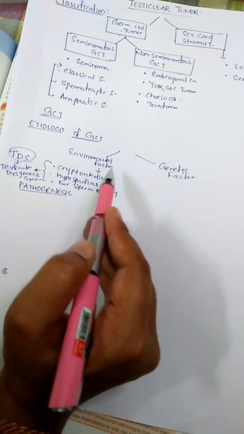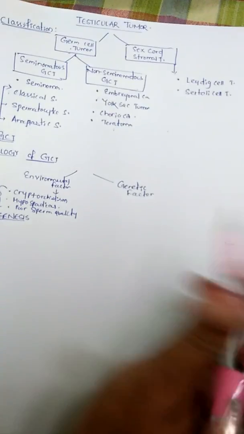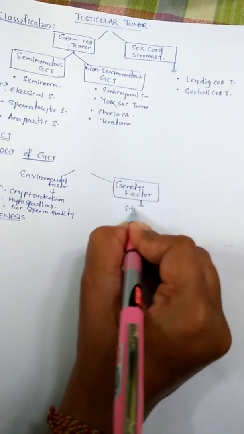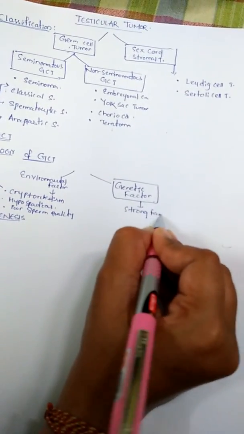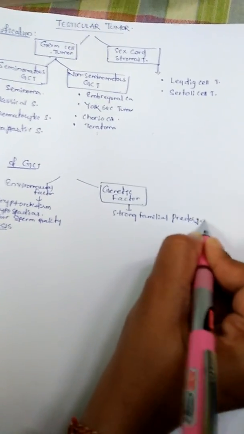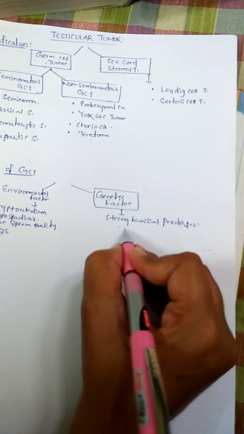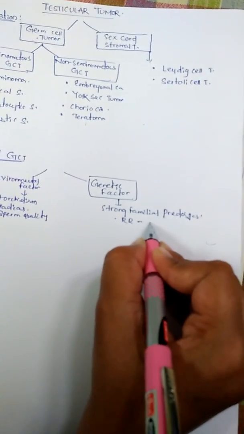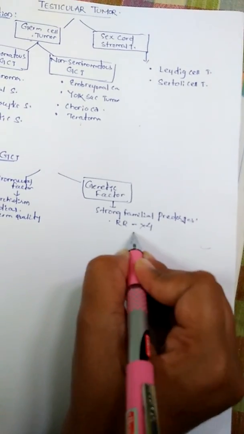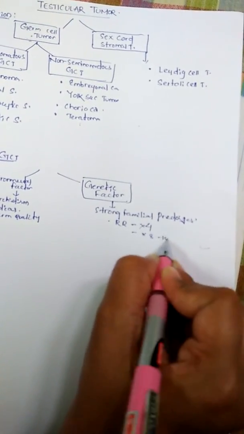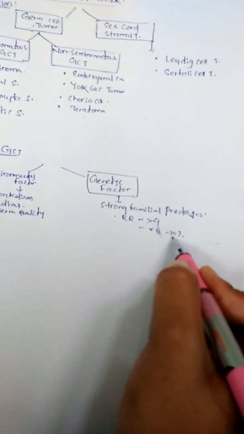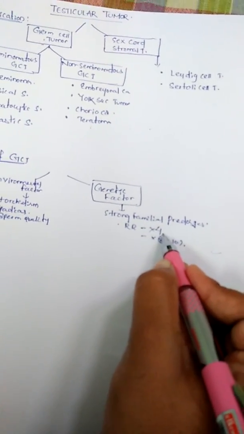This is about the environmental factor. Next comes the genetic factor. In the genetic factor, there is a strong familial predisposition, where the relative risk of the father and the son to be affected is 4 times, and between two brothers it is 8 to 10 times. The relative risk of germ cell tumor between two brothers is 8 to 10 times, and between the father and the son is 4 times.